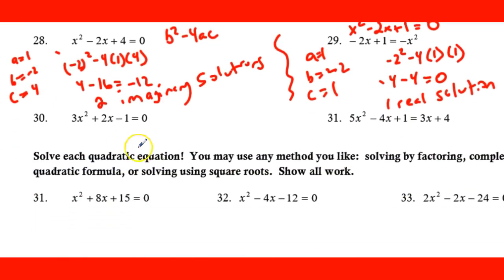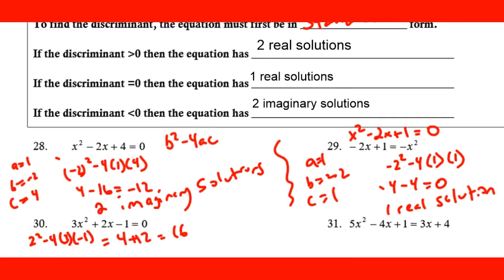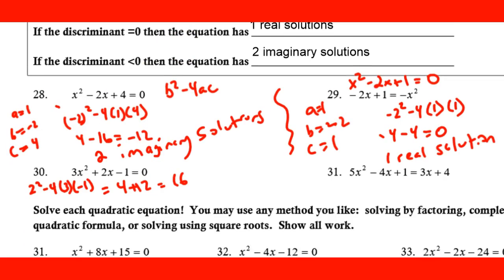Right here, again, a is 3, b is 2, and c is -1. So you have 2 squared minus 4 times 3 times -1. It's 4 minus 4 times 3, which is 12, times -1, or -12 times -1, positive 12. So that's going to give us 16, right? So now the discriminant is greater than 0. We have 2 real solutions.